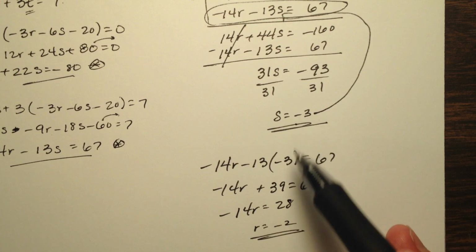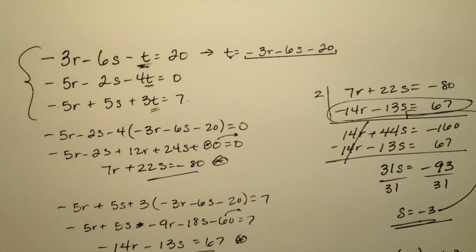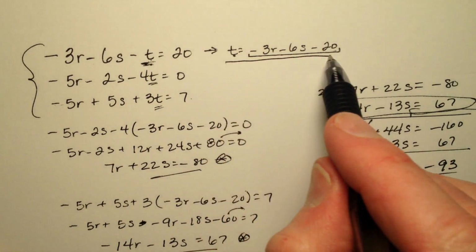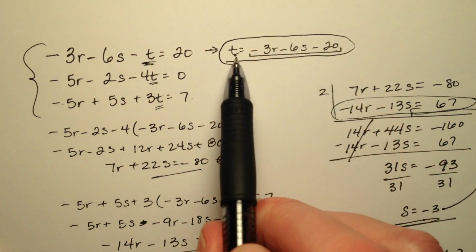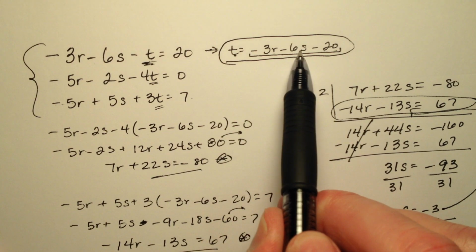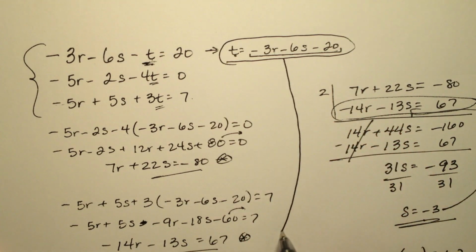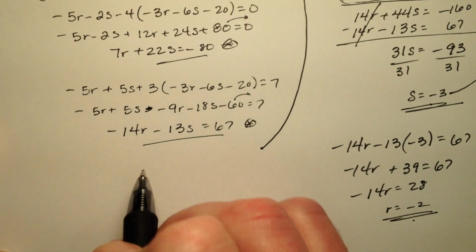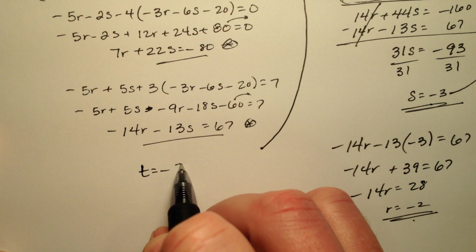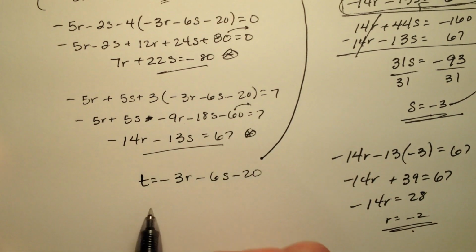So now I have s and I have r. So where should I plug these back into? Well, the expression that we had at the beginning already had t isolated, so I can substitute r and s right here to get the value of t. So let's bring that down here where I have a little bit of room. So I had t equals negative 3r minus 6s minus 20.